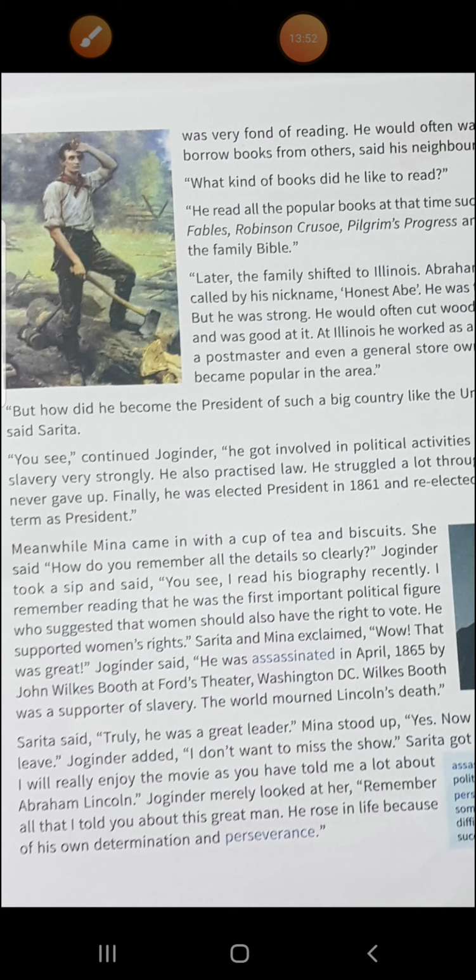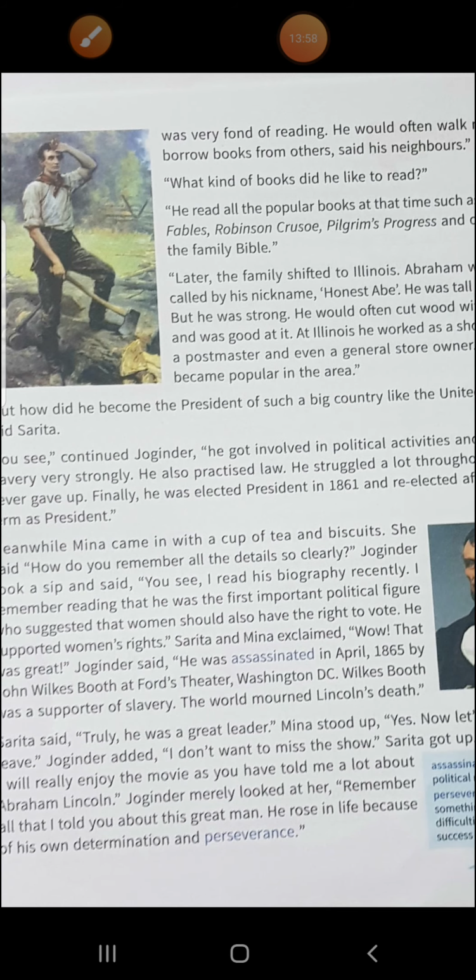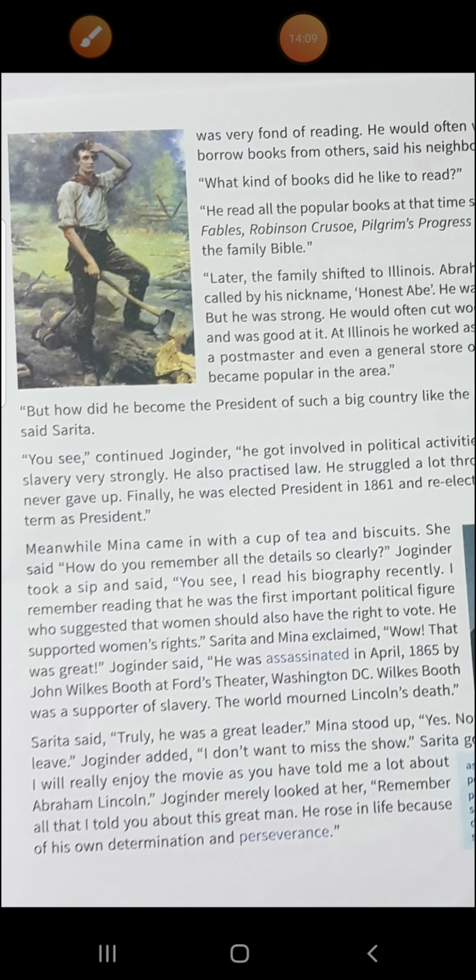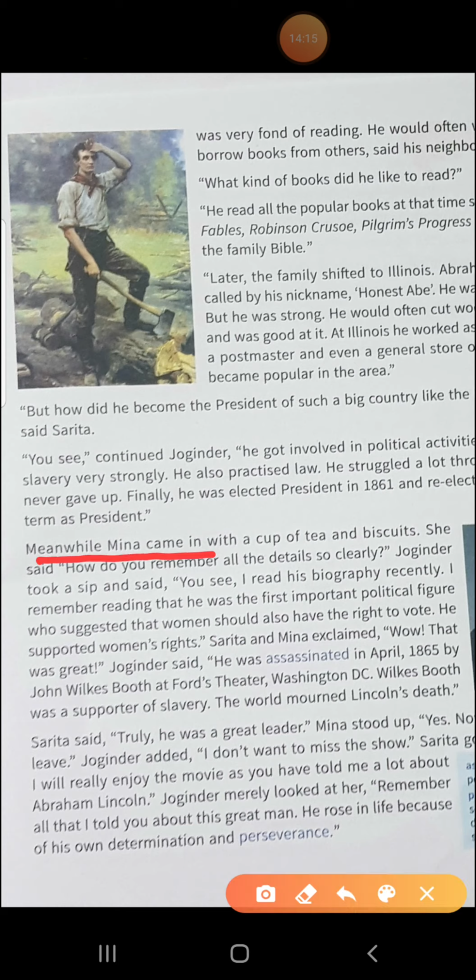Same thing happened here with Abraham Lincoln. He never gave up. He struggled. And finally, in 1861, he was elected president of the US. And then again, he was re-elected as president. Alright. Till here, everything is clear. Now let's read. Meanwhile, Meena came in with a cup of tea and biscuits.